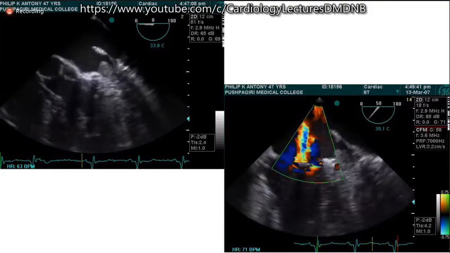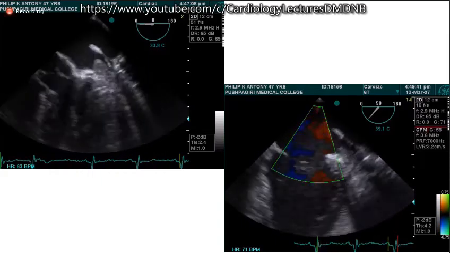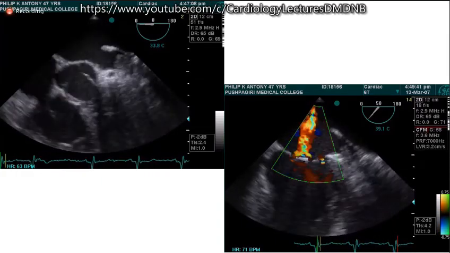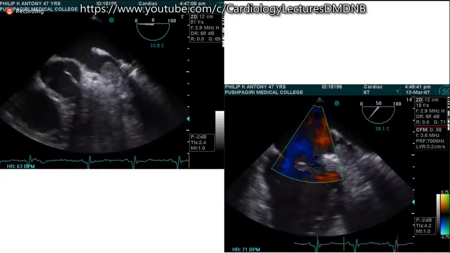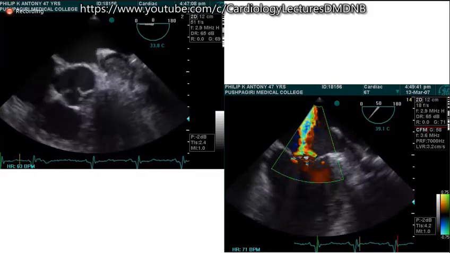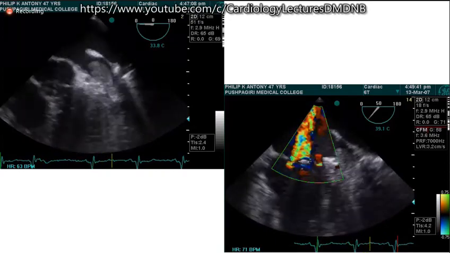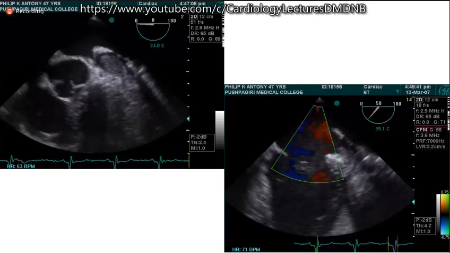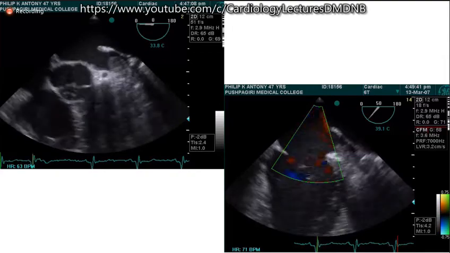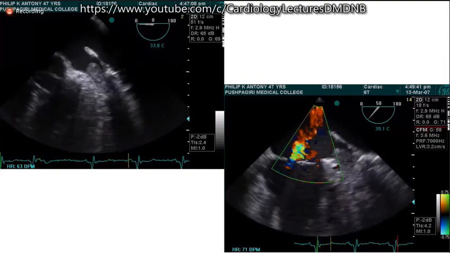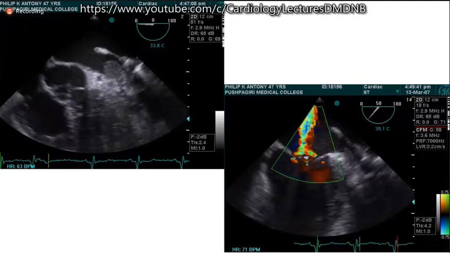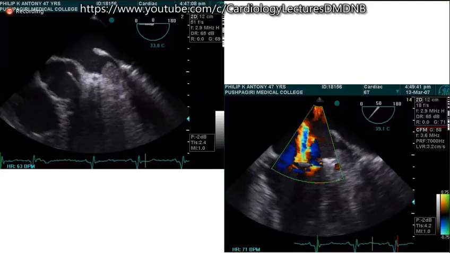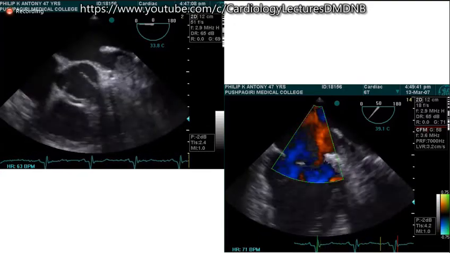Another common site is in and around the hypokinetic or akinetic area following myocardial infarction. And patients with dilated cardiomyopathy, where they have a very poor ejection fraction, also have stagnant blood flow in the left ventricle, and that can result in thrombus formation. In the right atrium, one of the diseases which can cause thrombus formation is RV endomyocardial fibrosis.